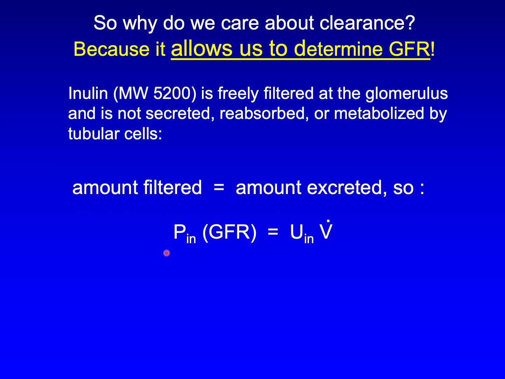The amount filtered is going to be the plasma concentration of inulin multiplied by the rate at which plasma is filtered, or the GFR, and the amount excreted is going to be the urine concentration of inulin multiplied by the urine flow rate. And so now you have an equation where you can measure 3 of the variables, and you can calculate the unknown, which is the GFR, which is what you're really interested in. Notice that the GFR in the rearranged equation equals UV over P, our old friend, the formula for clearance. So at least for inulin, if you can calculate the UV over P clearance, you've got your GFR.